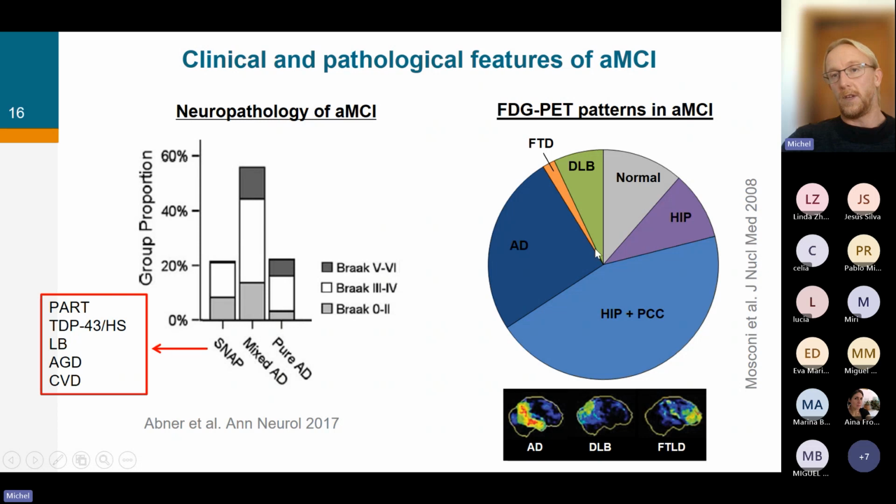Then, as we have seen before, we have this DLB, more posterior occipital pattern in some patients. Some patients have just no hypometabolism at all. And then you have different types of only hippocampal hypometabolism, only hippocampal plus posterior cingulate hypometabolism. This may be early stages of AD, but as we nowadays know what a LATE specific signature looks like, this may also include some LATE cases, or LATE-like FDG PET patterns.